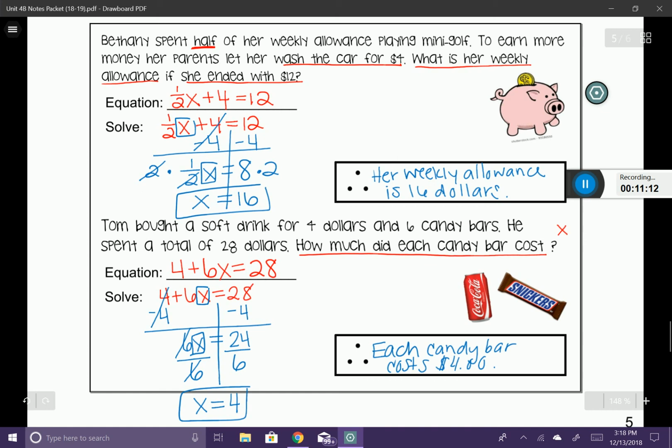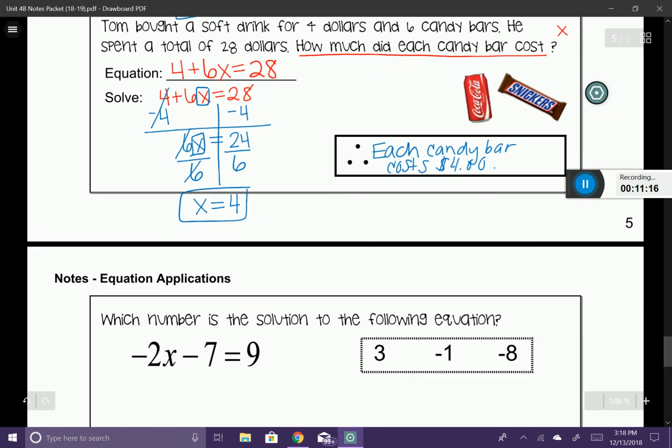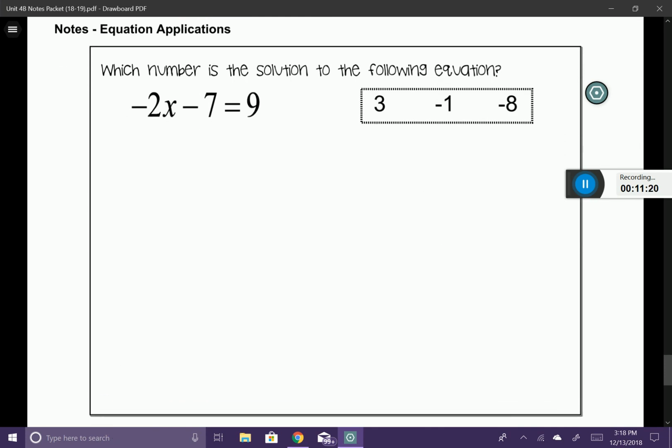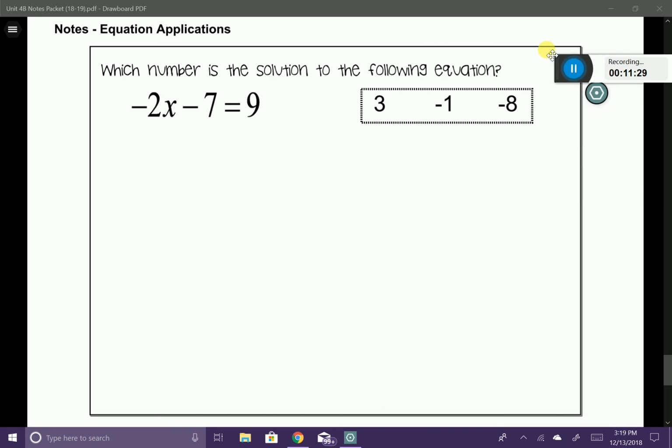All right, so those are 4 really good application problems of using equations. Now let's actually look at an equation a different way. This is kind of unique. The question being stated is, which number is the solution to the following equation? So we talked about this a little bit in the previous sections, but we want to figure out which one of these numbers is going to be the answer.